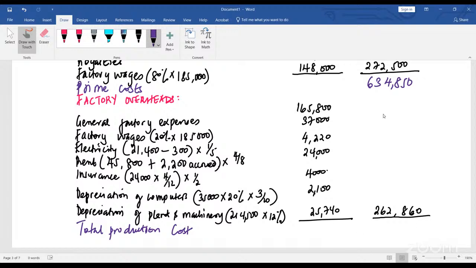So total production cost, when we add these two, how much do we get? So let's get our total production cost. What will be our total? This is 89,710. That is the total production cost.